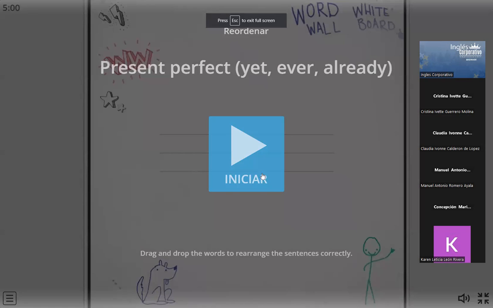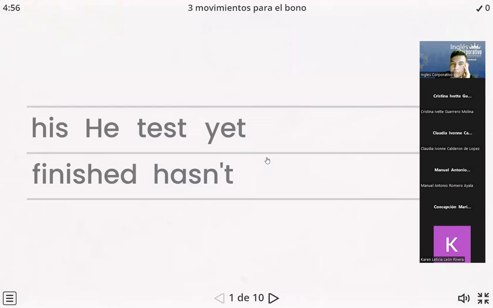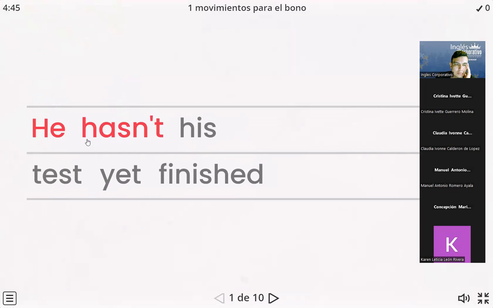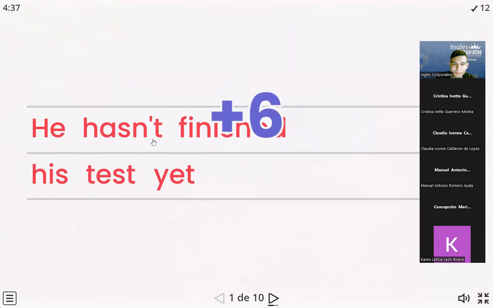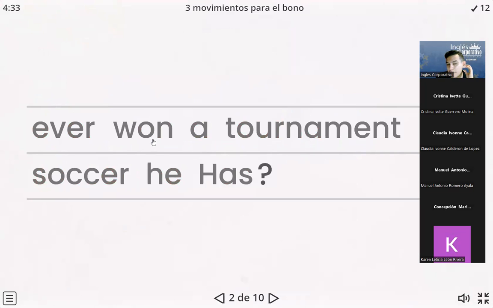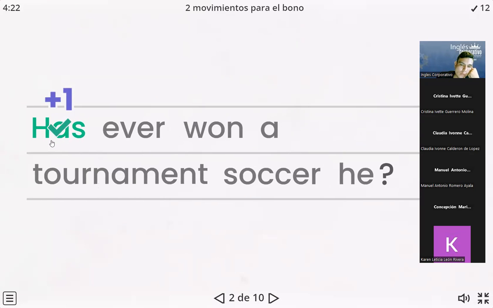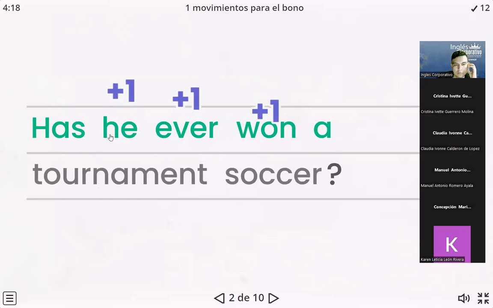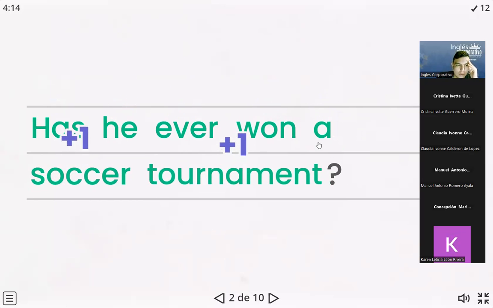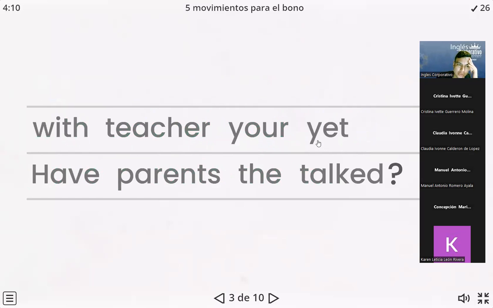Okay, the position of yet, already, and just. For example, he hasn't finished his test yet. Remember, yet is used either in negative or question, and it is placed at the end of the sentence. For this, he... soccer tournament. Has he ever won a soccer tournament?